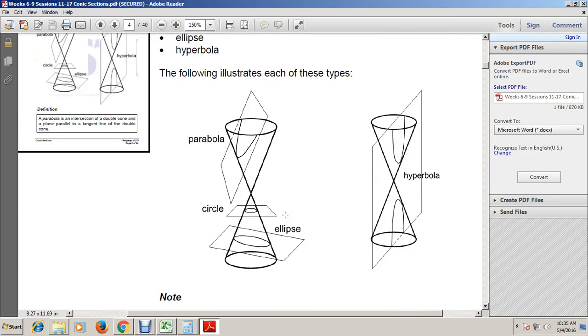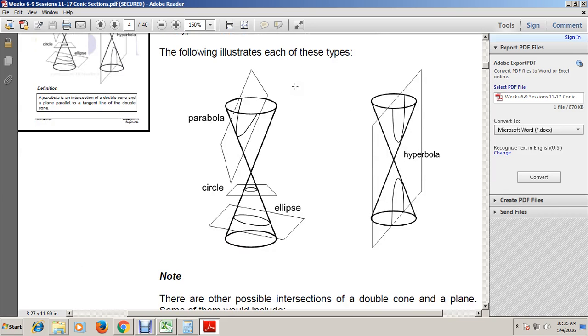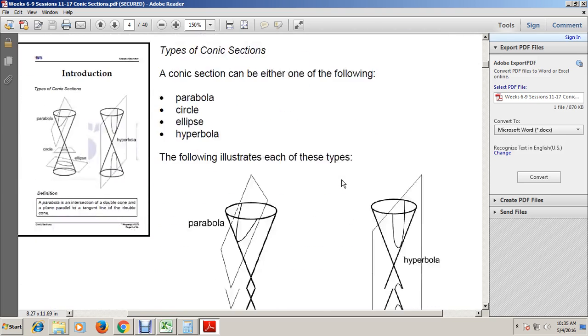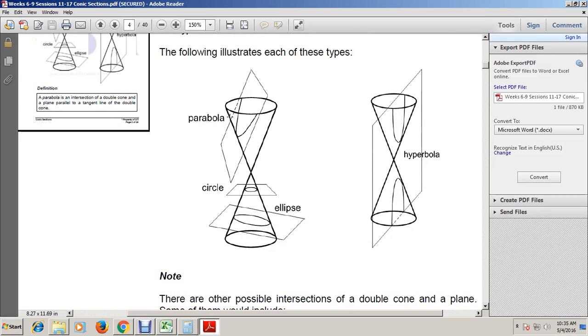Now, to illustrate, consider the following illustration. In our definition, a conic section is the intersection of a plane and a double cone. That plane is the one that we see here in the figure. Each of these planes cuts a portion of the cone in several manners. So whatever figure will be formed in the area of the plane would be considered as a conic section, and it is the intersection of the plane and the given cone.